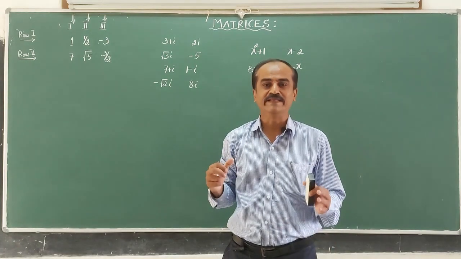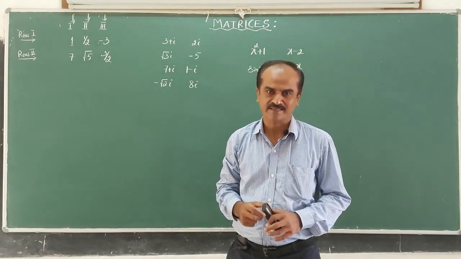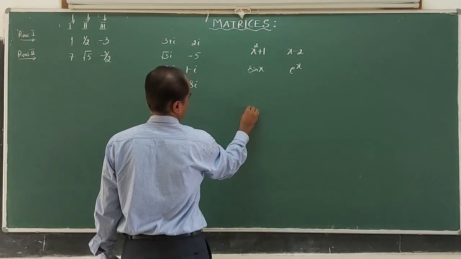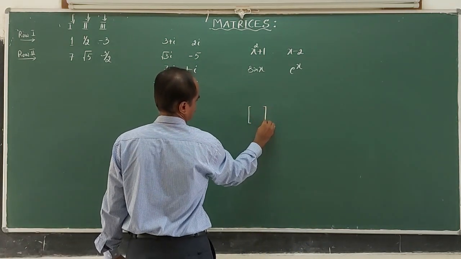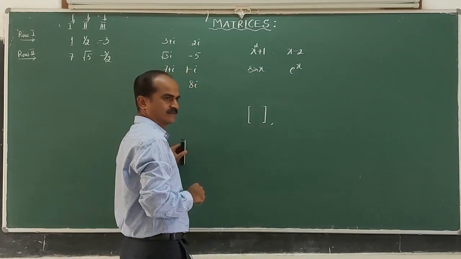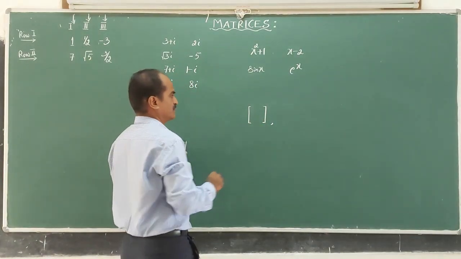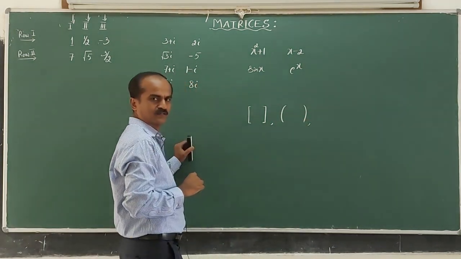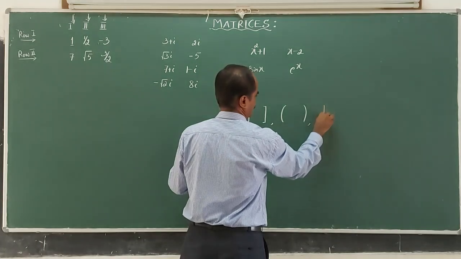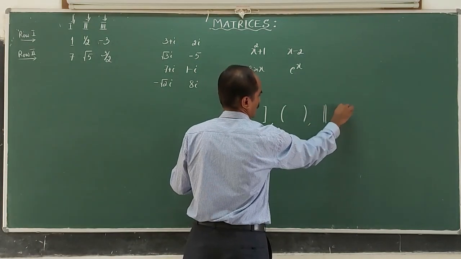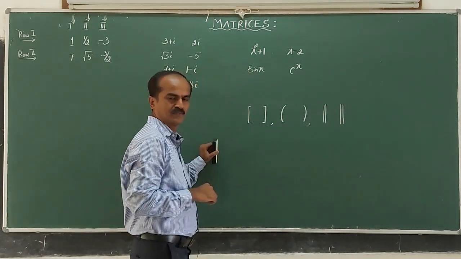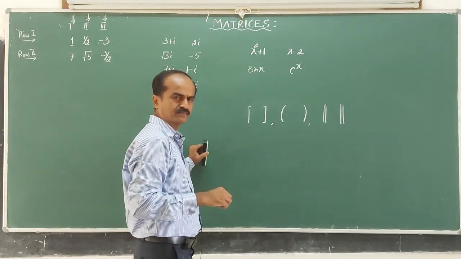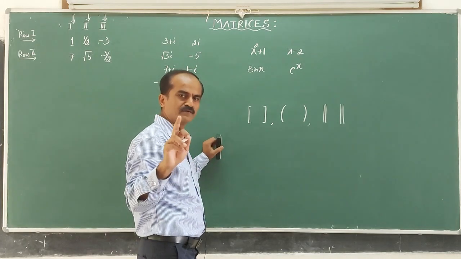Then we need to enclose these numbers using either square brackets or round brackets or a pair of vertical parallel lines. Either of these three notations. Throughout the chapter, we have to maintain any one.